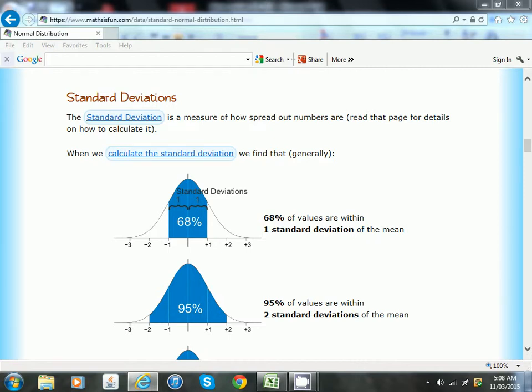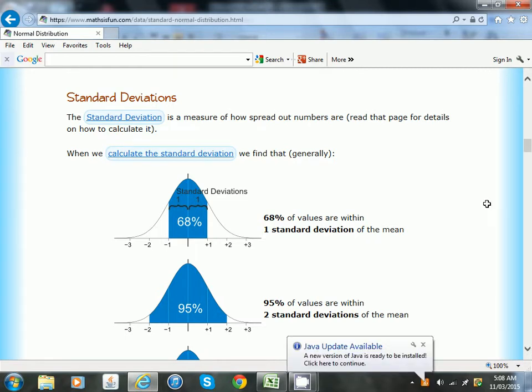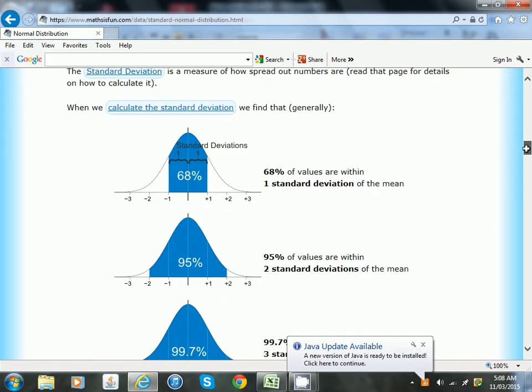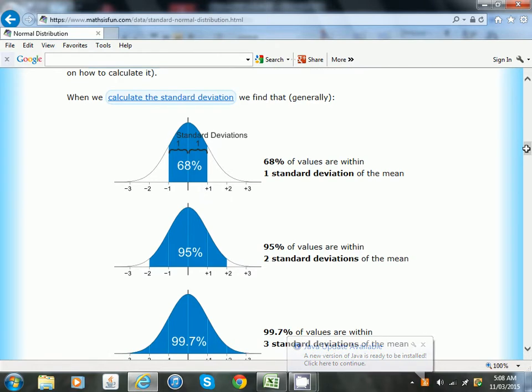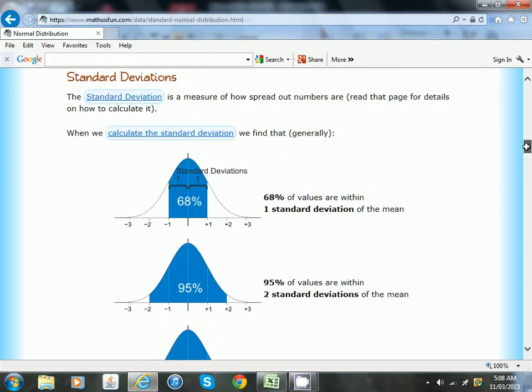So I want to try and explain now about standard deviation. Standard deviation is all about trying to define the variability. Deviation means how much it is deviating. So we want to find out about the variability, how much it is varying from that central value that we've identified in the mean.